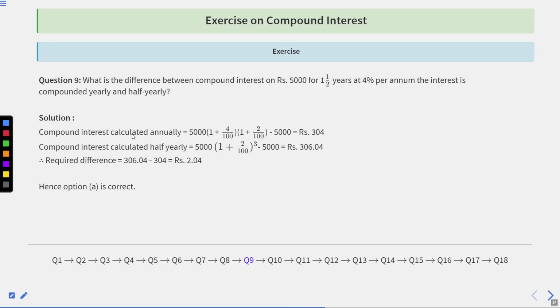So the compound interest calculated annually is 5,000 times (1 + 4/100) times (1 + 2/100) minus 5,000, that is 304 rupees. So compound interest calculated half yearly is 5,000 times (1 + 2/100)^3 minus 5,000, which equals 306.04 rupees. So the required difference is 306.04 minus 304, that is 2.04 rupees. So the correct option here is option A.